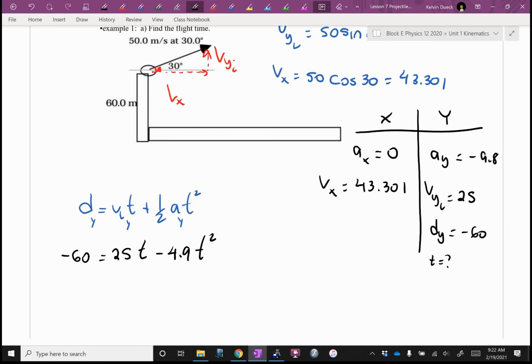How do I solve this? What's step 0 before I even begin? Make it equal to 0. Step 0 is make it equal to 0. Yeah, I could plus the 60 over. I'm going to move those two over. I'm going to write it as positive 4.9 t squared, take away 25t, and the negative 60 just drops down like a domino. That equals 0.